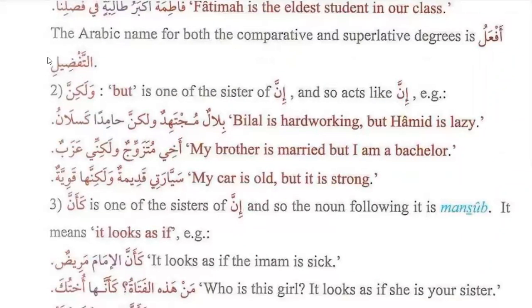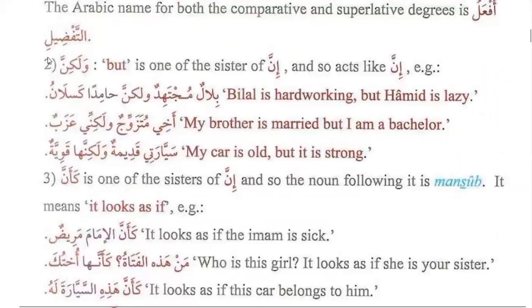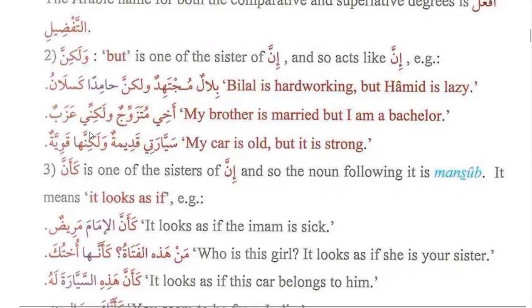Walakinna, but, is one of the sisters of inna, and so acts like inna. Example: Bilalun mujtahidun, walakinna Hamidan kaslanu. Bilal is hardworking, but Hamid is lazy. Akhi mutazawwijun, walakinni azabun. My brother is married, but I am a bachelor.